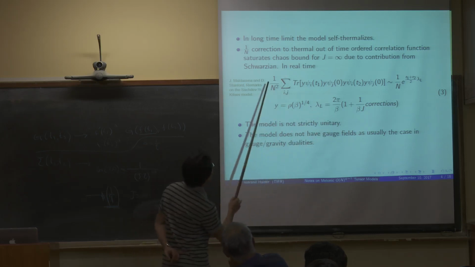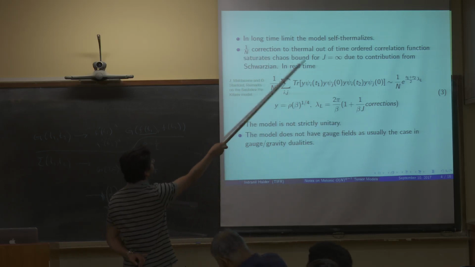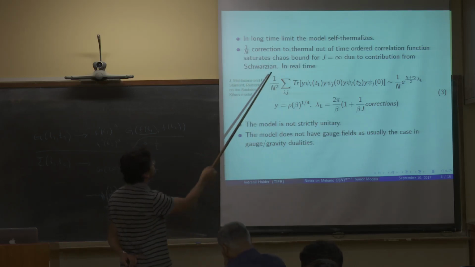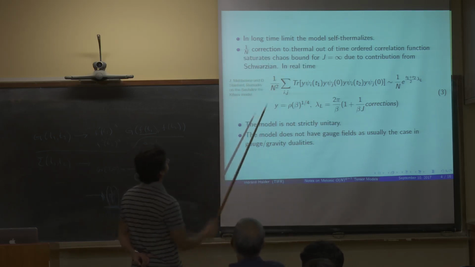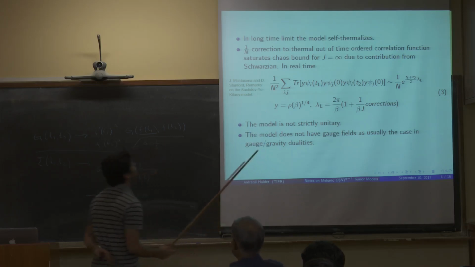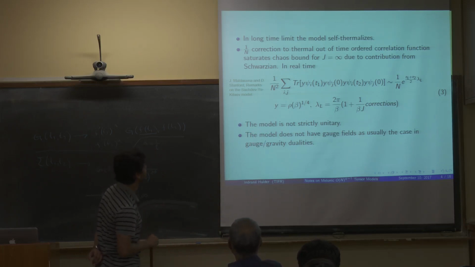So these two properties, the first one that it thermalizes, and this one that it saturates the chaos bound, they are more or less related to that. Your dual theory will have a black hole, but then you need a dual theory for that.